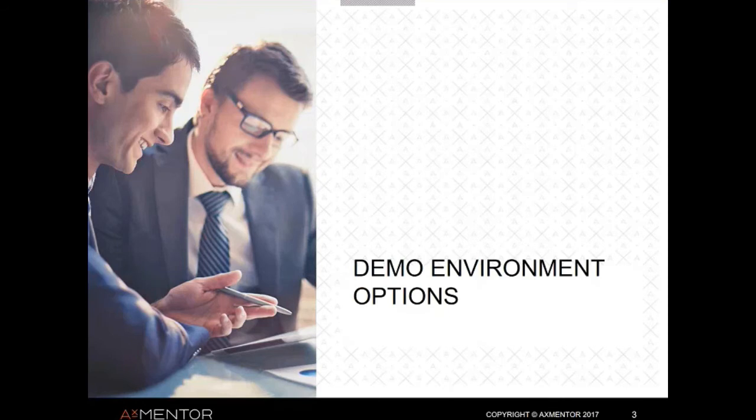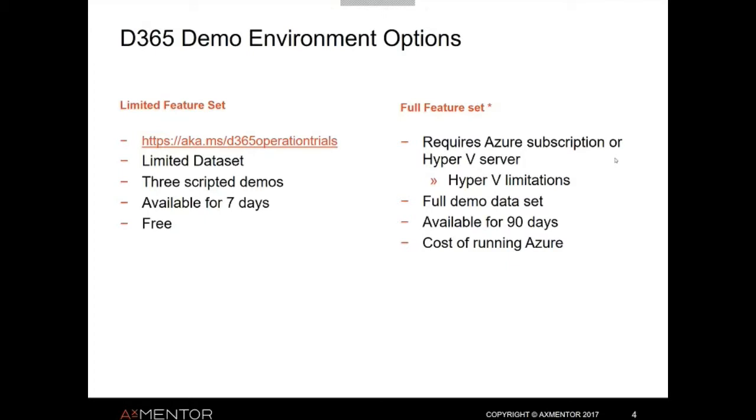So first we're going to talk about the demo environment options. So when we're creating a D365 demo environment, there are a couple of different options for what we can use. The first is a limited feature set demo environment. So that is a free demo environment. Again, it's a limited feature set, and when you sign up for it, you only get that demo for 7 days. It includes a few task guides, so it helps you navigate through specific scripted features. But unfortunately, that particular demo doesn't give you the full feature demo set. So it's just a very small subset of information.